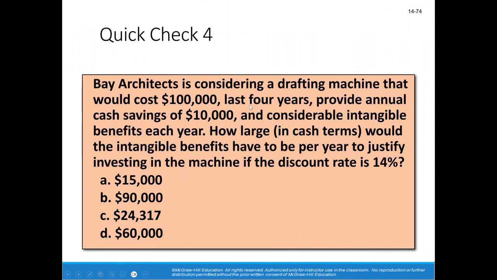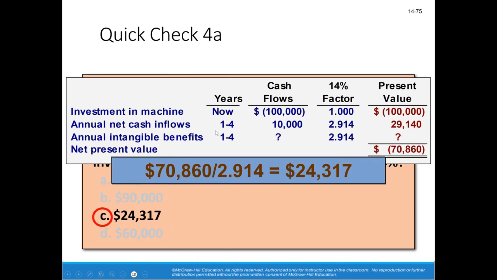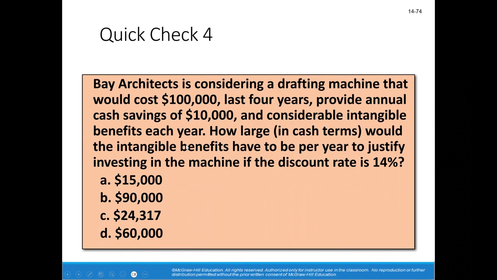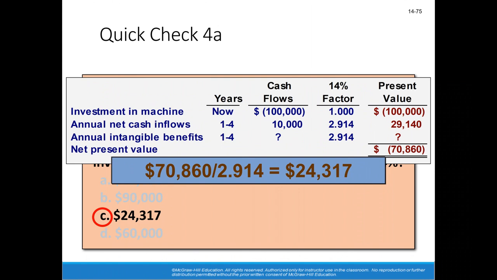Consider a machine with a life of 4 years, providing a cash saving of 10,000. All right, so we invest 100,000. We save $10,000, and so net present value is 70,860. So how large would the intangible benefits have to be per year to justify investing in the machine if the discount rate is 14%? And so 70,000 divided by that 14% factor is 24,316.